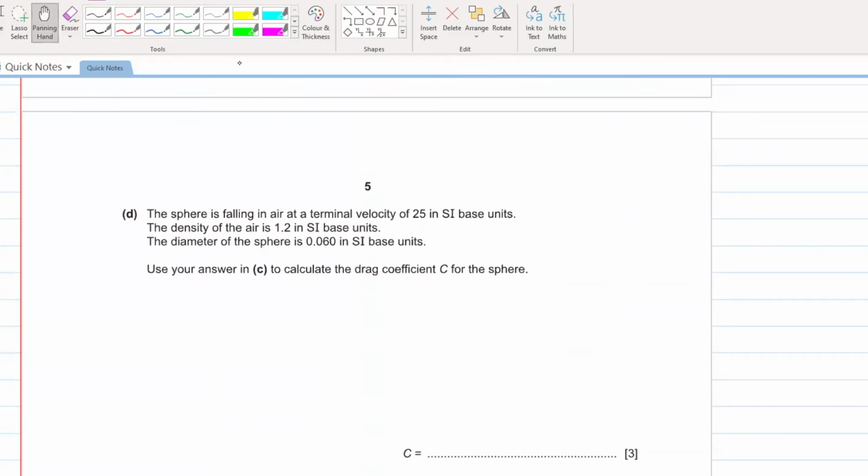The sphere is falling at a terminal velocity of 25 in SI base units. The density of the air is 1.2 in SI base units. The diameter of the sphere is this in SI base units. Use your answer to calculate the drag coefficient C for the sphere. Very, very easy. Does anyone have a question?